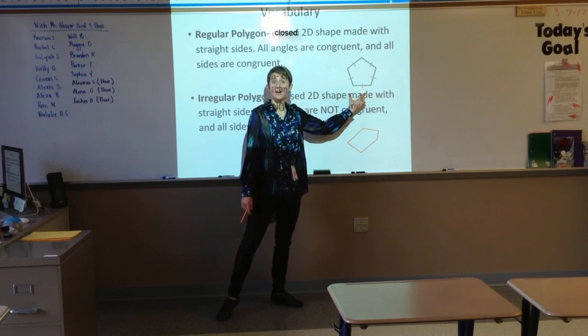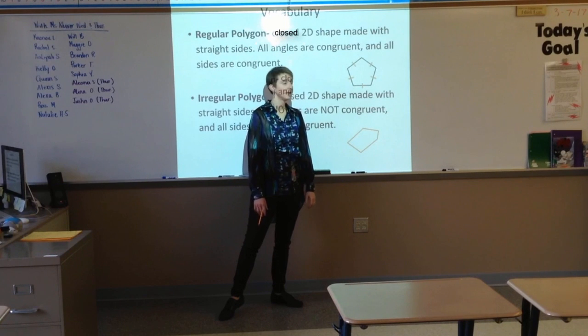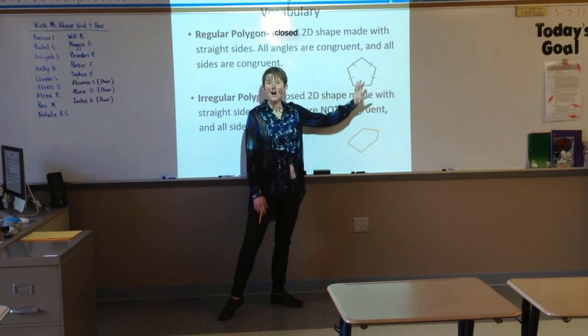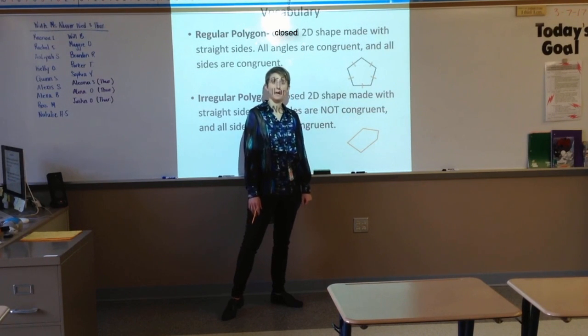Here's an example of a regular polygon. We can see that all the sides have one tick mark. That's showing that they are congruent. And all the angles in this polygon are congruent. So that's what makes it a regular polygon.